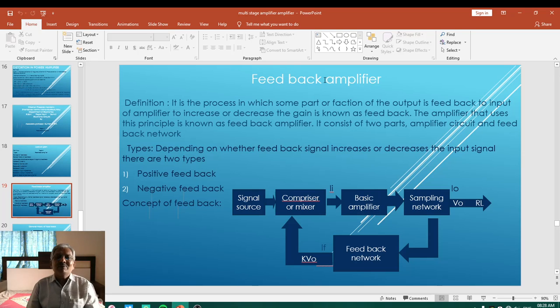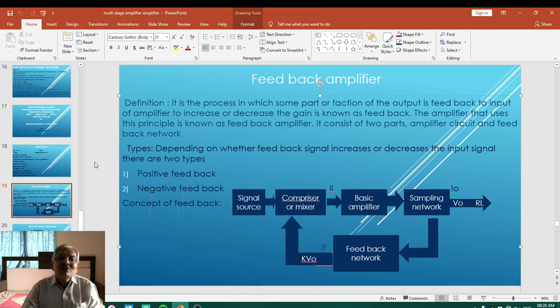And depending upon whether the feedback signal increases or decreases the input signal, or increases or decreases the gain, there are two types of feedback. One is positive feedback and the second one is negative feedback.